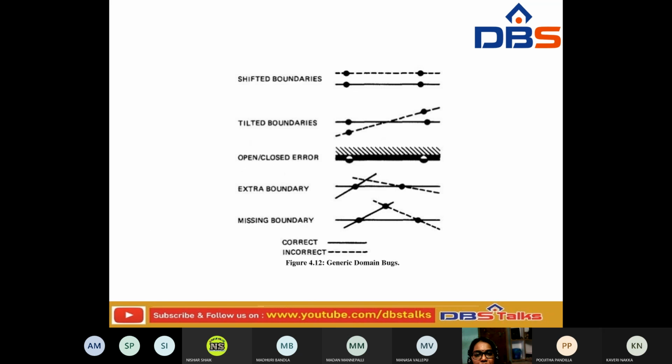These are the shifted boundaries. These are the tilted boundaries. This is an open or closed error. This is an extra boundary, and this one is a missing boundary.